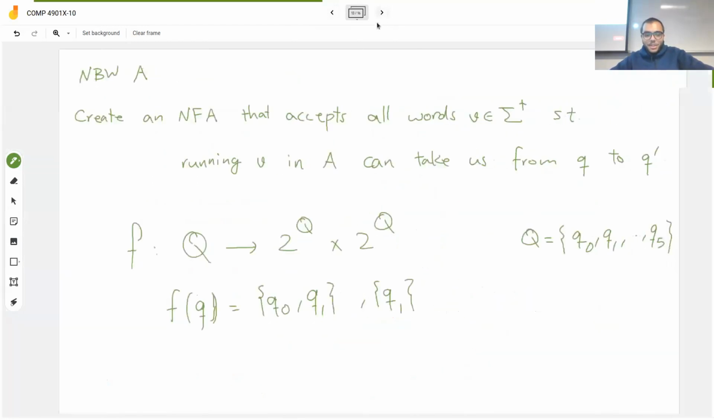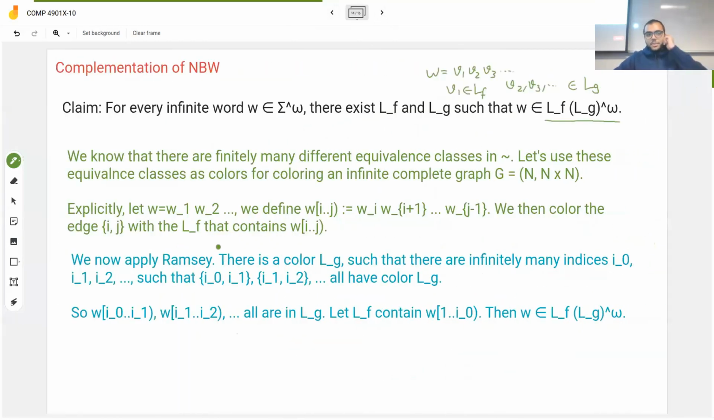Okay, so what is the graph that I create? So I say, suppose you give me some infinite word W. Okay, I want to find some finite substrings of W. And I define Wij to basically be the substring from index i to index j minus 1. So it includes i, it doesn't include j. Okay.